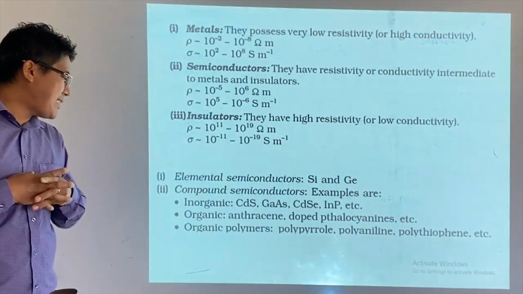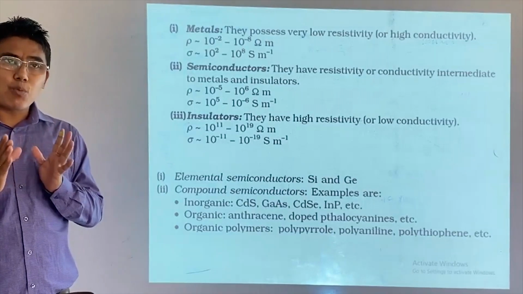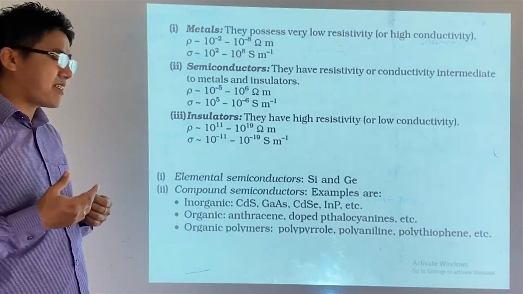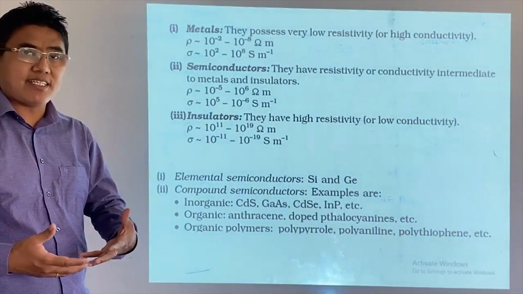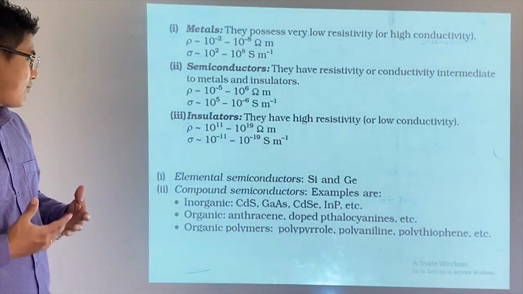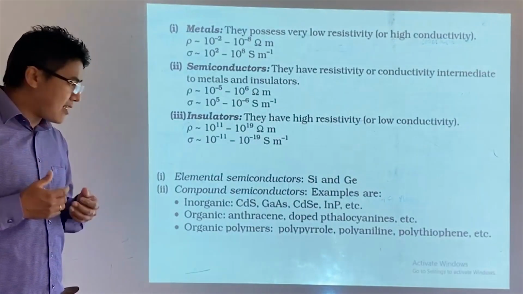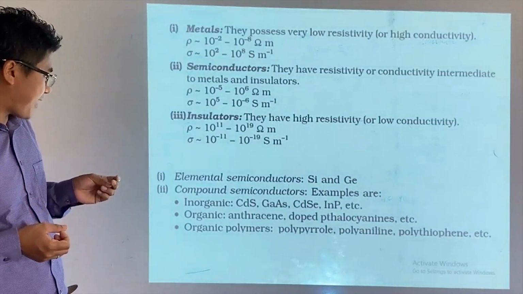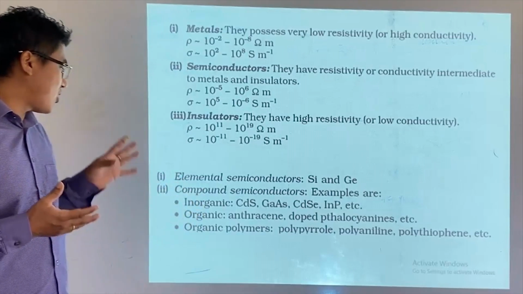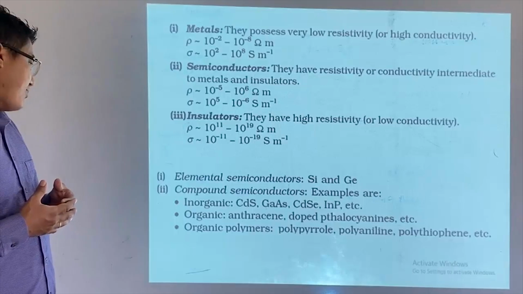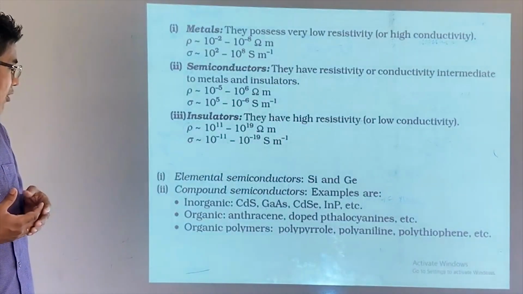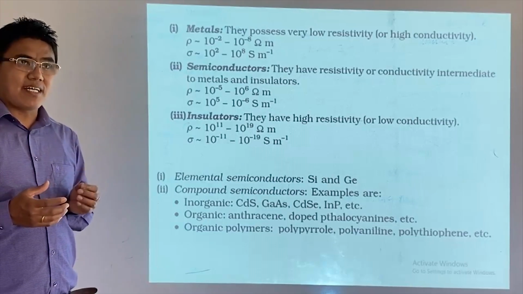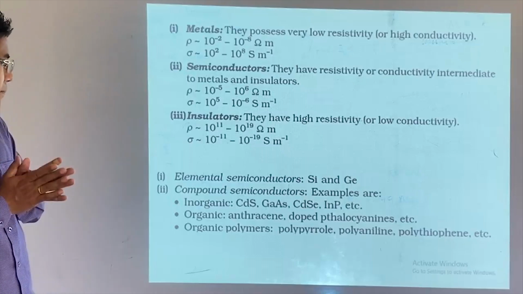Now basically we divide semiconductors into two parts: elemental semiconductors and compound semiconductors. Elemental semiconductors are the ones we find in nature, that is silicon and germanium. Compound semiconductors are made up of a few elements, for example cadmium sulfide and gallium arsenide. Within that we divide them into organic and inorganic semiconductors. So this is how we divide semiconductors, based on elemental and compound semiconductors.